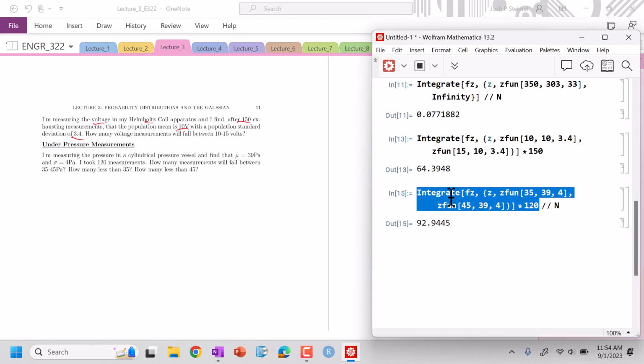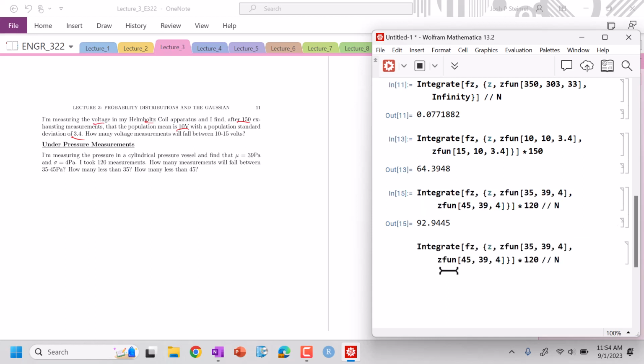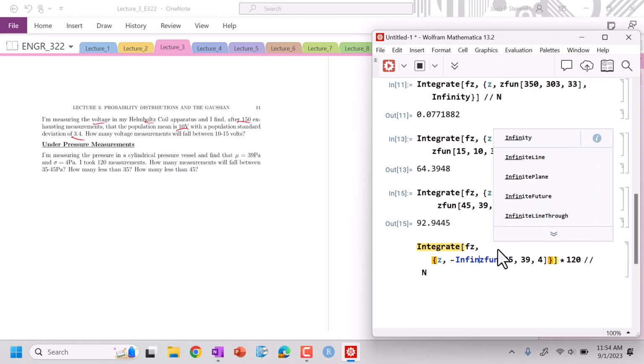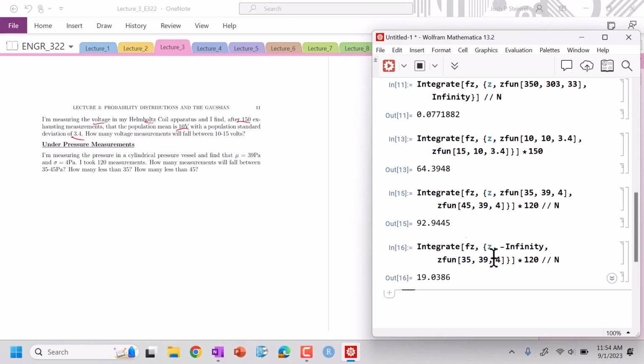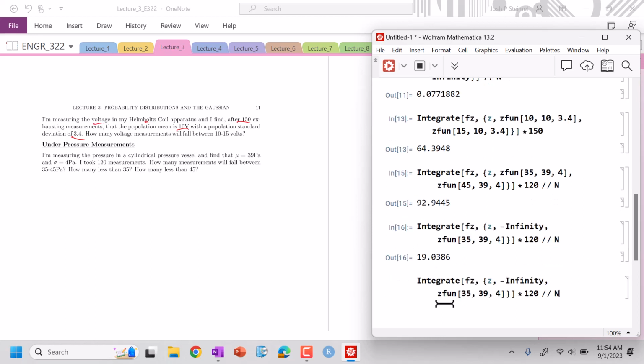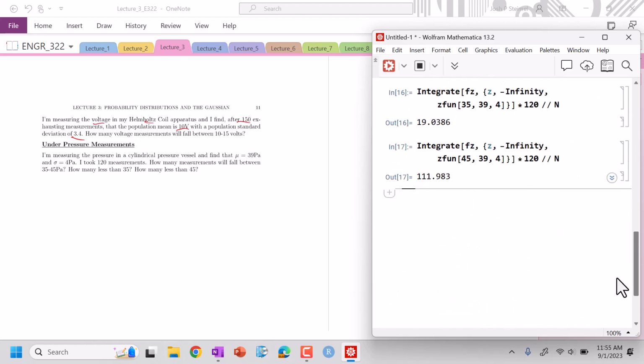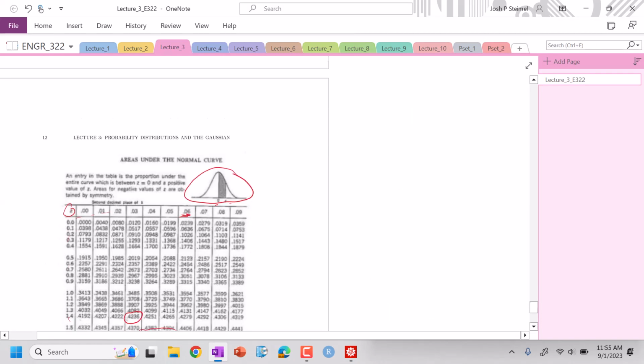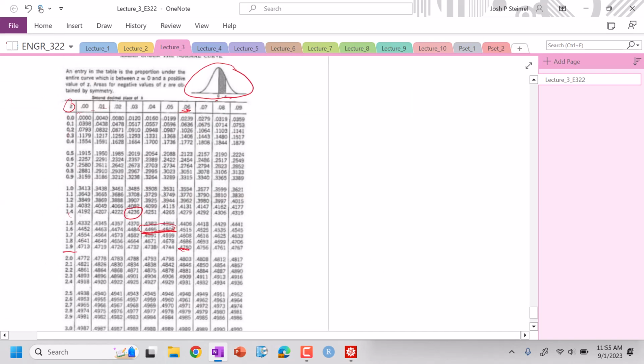And then it's asking us how many are less than 35. So I can take that as the range. I need minus infinity to 35. That would give me the number here, 19. And how many less than 45? Minus infinity to 45, and I would just change the 45 here. This should be a lot of measurements. Yeah, almost all of them, so about 112. So you can do all of these operations, and you can draw and visualize them in your Z table too. We have done this in class, but hopefully you see the benefit of Mathematica. So we will see you all in the next video. Thanks. Bye.